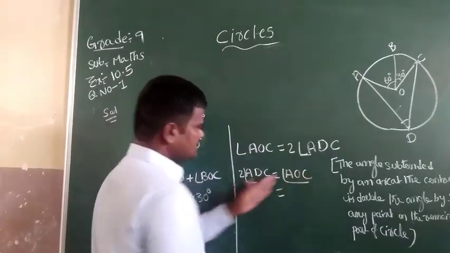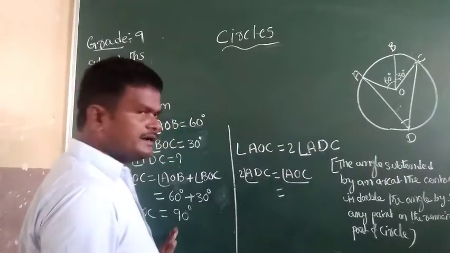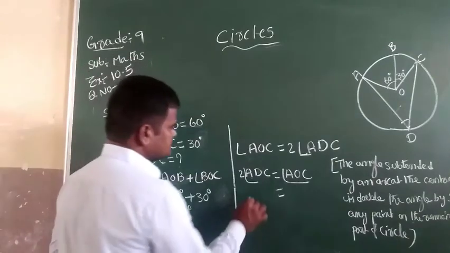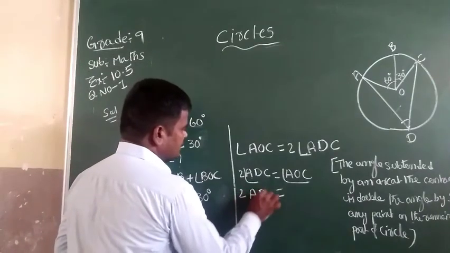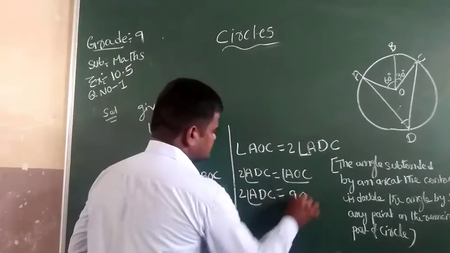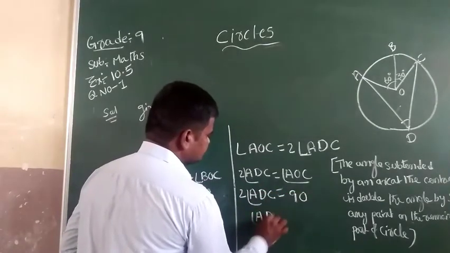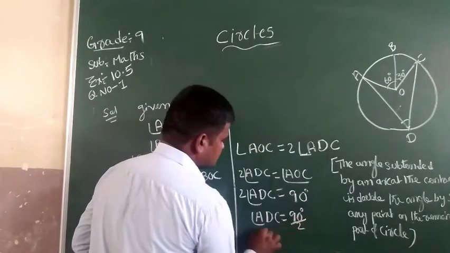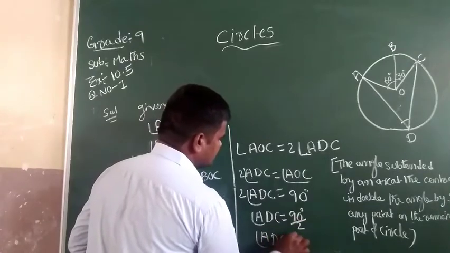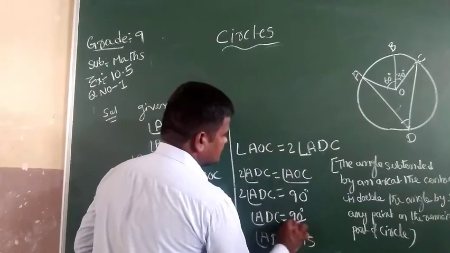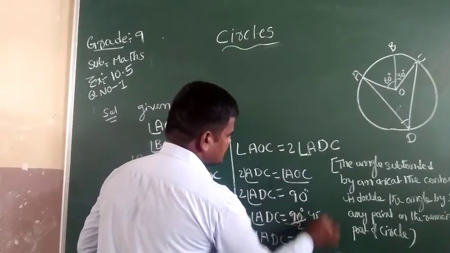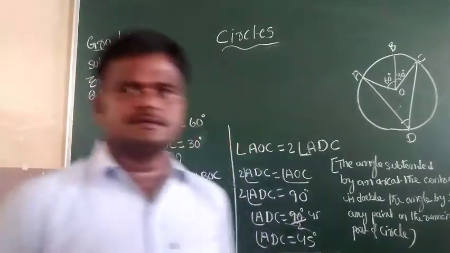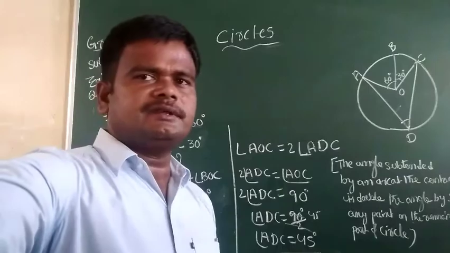Given that angle AOC equals 90 degrees, 2 times ADC equals 90 degrees. So angle ADC equals 90 degrees divided by 2. Therefore angle ADC equals 45 degrees. Two ones are 45. So this is the value of angle ADC.